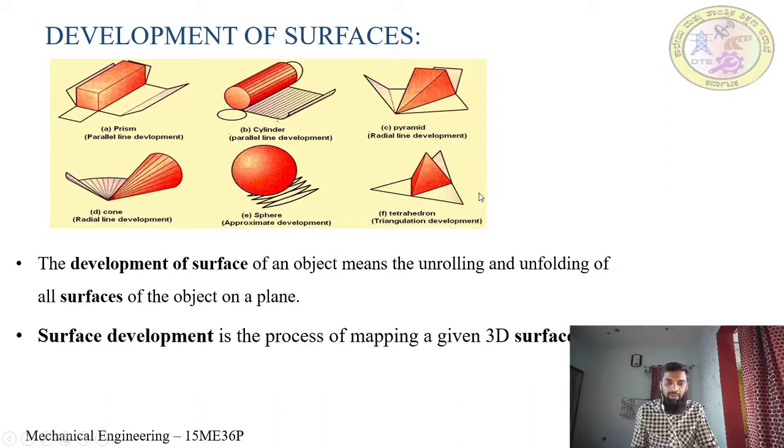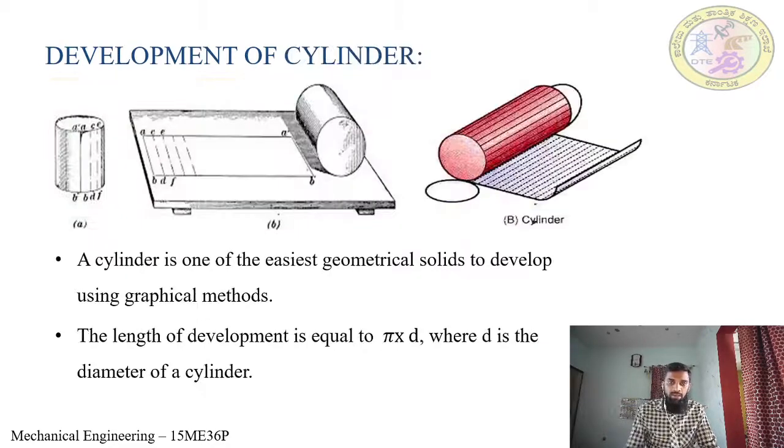And why is this development necessary? In order to convert the 3D surface into a 2D shape. By doing so, we can define the length of material required in order to make that solid or that particular component. If we unfold it, that becomes open material, and if we fold it in the same way, that becomes the particular solid, or I can say a prism or cylinder or pyramid. See the next slide, we are going to know about the development of a cylinder.